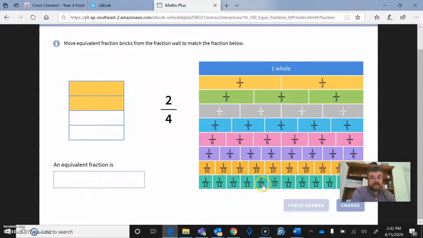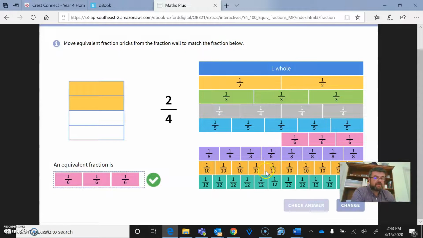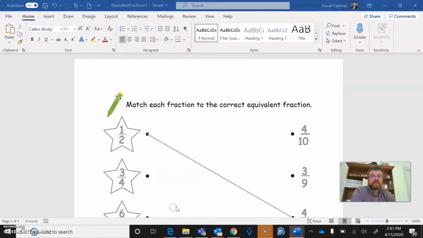What about, so this is my 2/4 here. If I go down that way, I can see something else. Look at that. 3 out of 6. That's an equivalent fraction. Basically, have a look at all these fractions underneath: 6ths, 8ths, 10ths, and 12ths. They're all equivalent fractions to 2/4. So 2/4 is the same as 3/6, the same as 4/8, the same as 5/10, the same as 6/12.